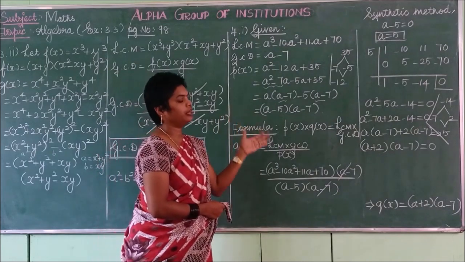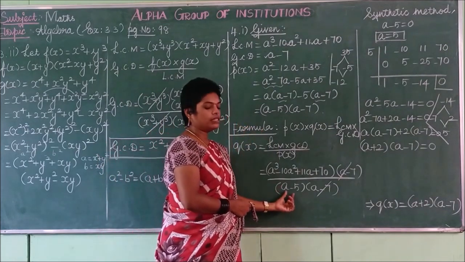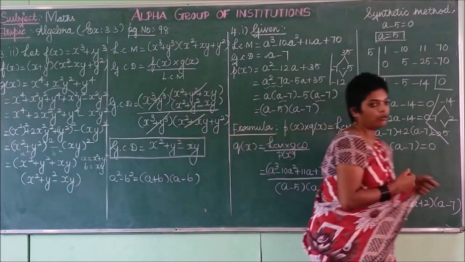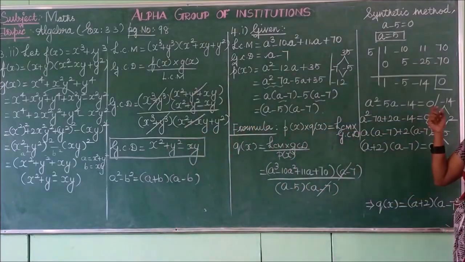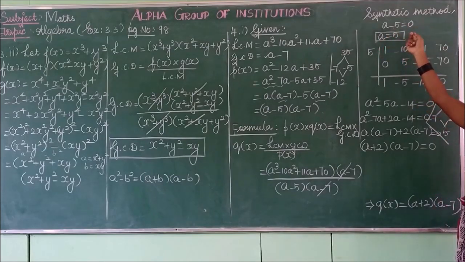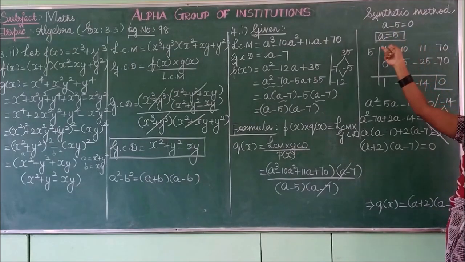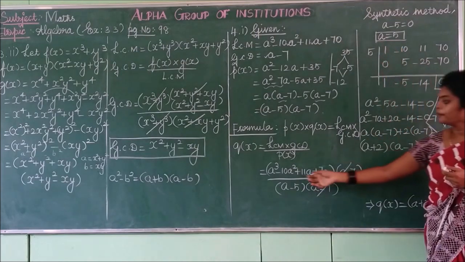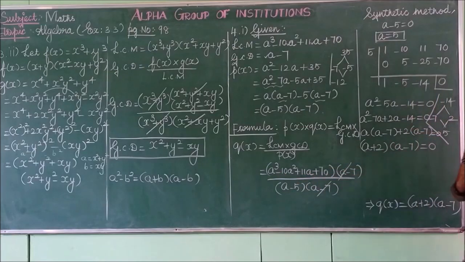In the synthetic division method, you can take this value first. So a minus 5 is equal to 0. Then what is the value for a? Our value for a is: this minus 5 goes to that side, so it becomes positive, a equals 5. For synthetic division you write the coefficient values of a.